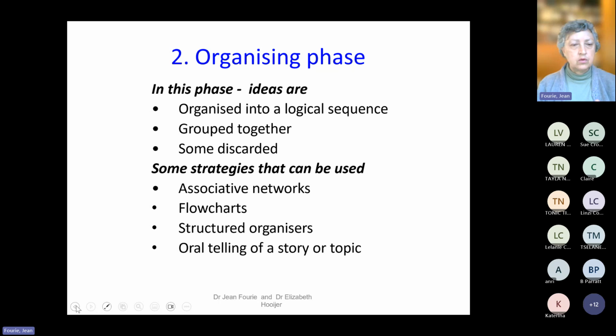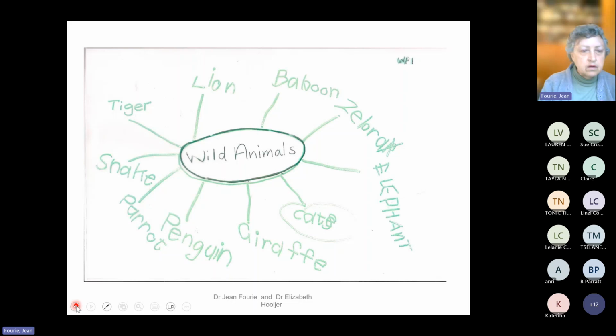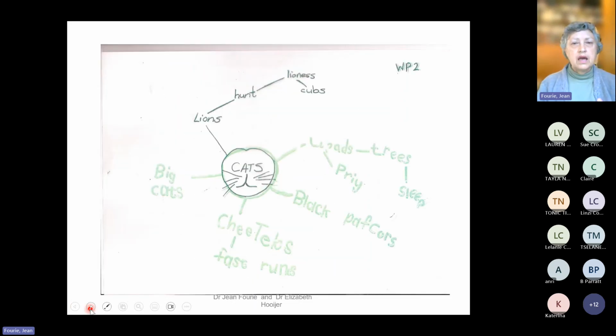Okay, so you then get out a blank piece of paper. And, let me see, which way must I go? You get out a blank piece of paper and you start to organize the ideas. So in this case, we decided to brainstorm in an associative network, which is a mind map, really, and we're associating ideas together. So we've decided to speak about the wild cats.